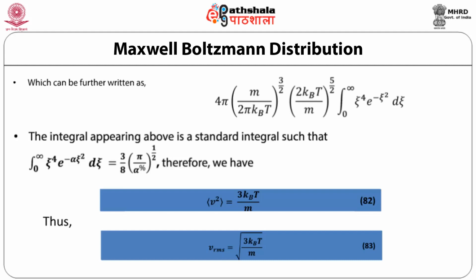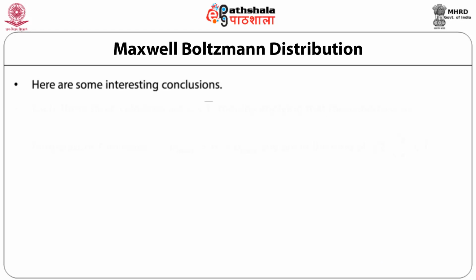Therefore, we have the mean value of v square, or the root mean square value, equal to 3 kBT divided by m. Thus, Vrms is equal to the square root of 3 kBT divided by m. Here are some interesting conclusions.